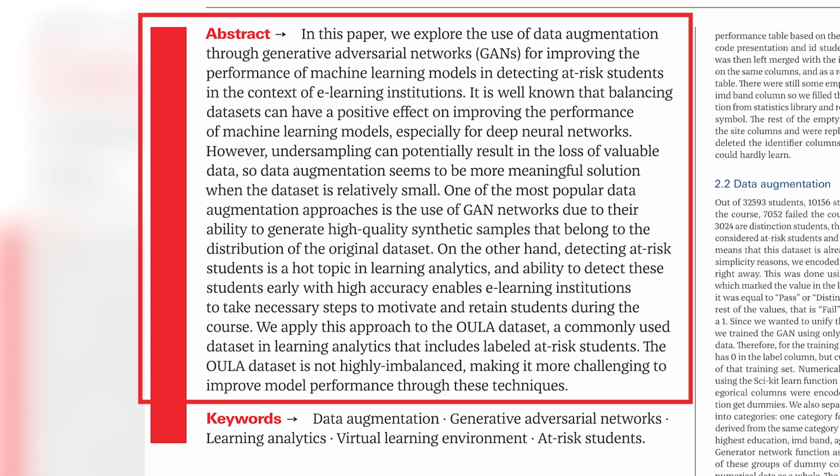In this paper, we explore using GANs for data augmentation to improve the performance of machine learning models in detecting at-risk students in e-learning institutions. Balancing datasets can enhance machine learning models, but undersampling may lead to data loss. Data augmentation, particularly through GANs, is a meaningful solution for small datasets. GANs generate high-quality synthetic samples within the original dataset's distribution.